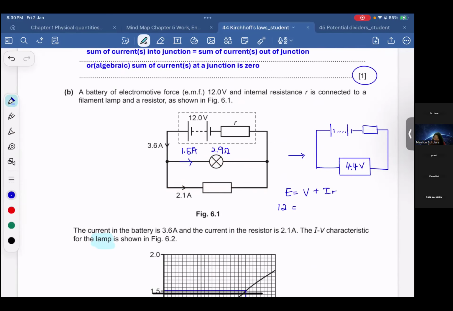Then after that, the internal resistor here is r. We don't know it. Then this is 12 volt. So this one is 4.4 plus the current flowing through the internal resistance. What is this current flowing through? This is called the total current, because it comes out from the battery and goes back into the battery. So what is the total current? Here is 3.6 ampere. That means going back, it should also be 3.6 ampere. So this one, 3.6 times r. Your r should be 2.1 ohm.